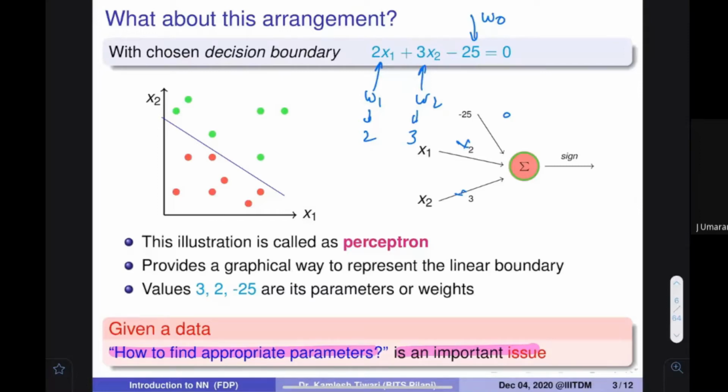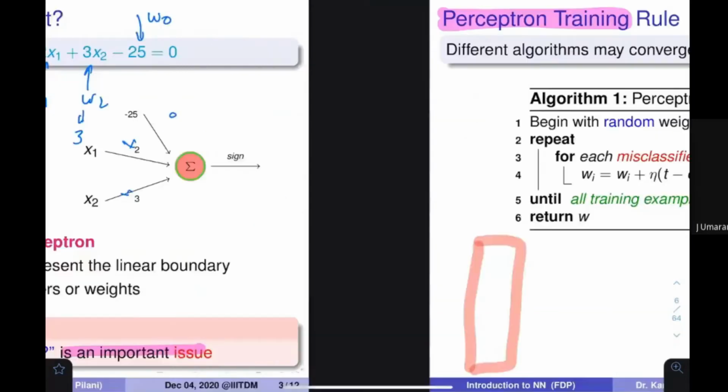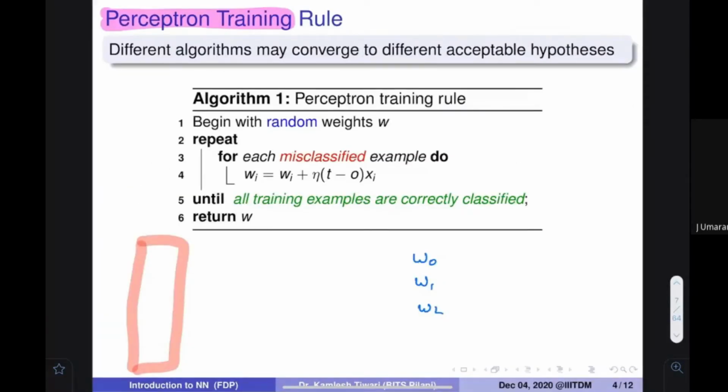Is it fine that you understand what the value of W0, W1, W2 is? I want to find out the right values. The algorithm says that since you don't know these values, you begin with random weights. This part is clear? Begin with random weights, meaning W0 can be 15, W1 is equal to 9, W2 is equal to 11, any weights. So this is clear?